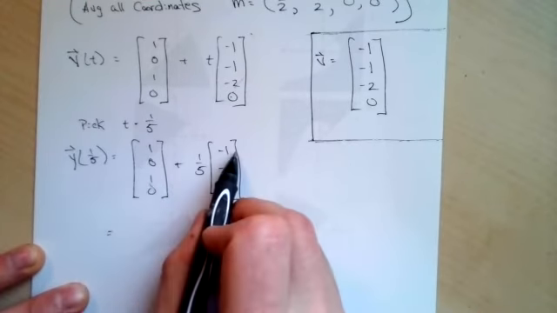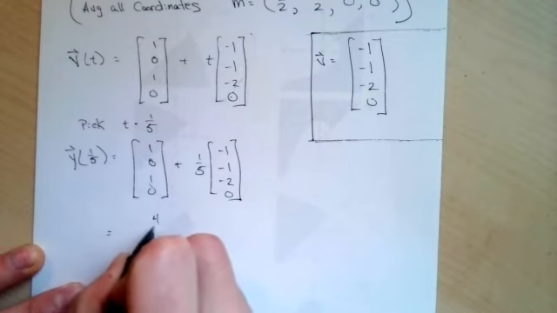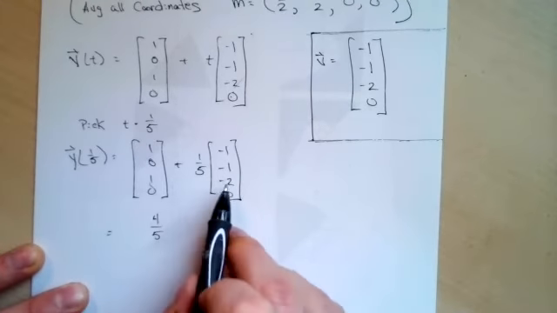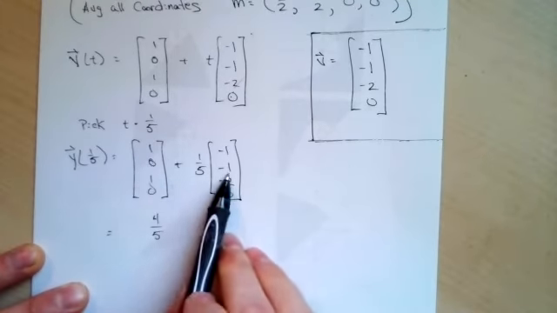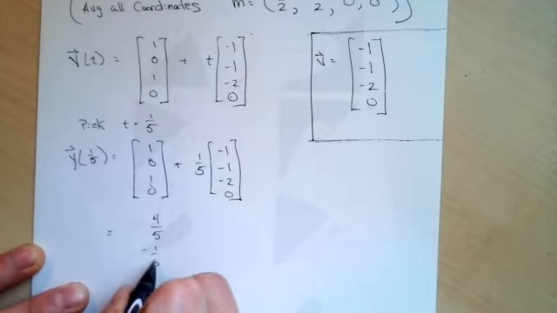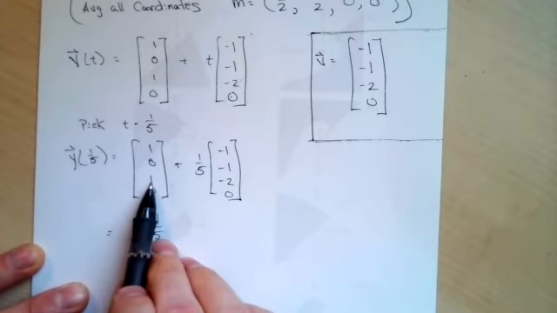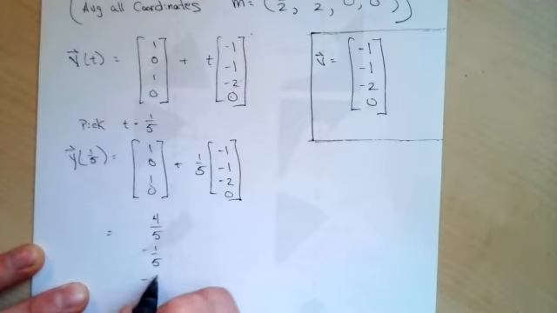Okay, so let's just compute this out. 1/5. So we've got 1 minus 1/5, so 4/5. And then we've got 0 minus 1/5, so -1/5. And then 1 minus 2/5, so -3/5, and then 0.